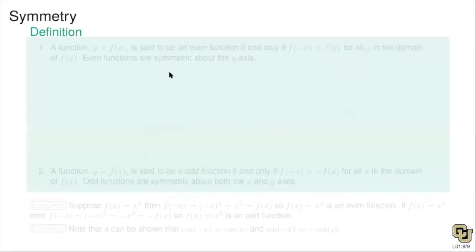So let me talk about symmetry. Symmetry has to do with the shape of the graph relative to the y-axis and x-axis. We have two types of symmetry. A function can be even, so even symmetry, or a function can be odd. Or a function could be neither. So a function does not have to have symmetry.